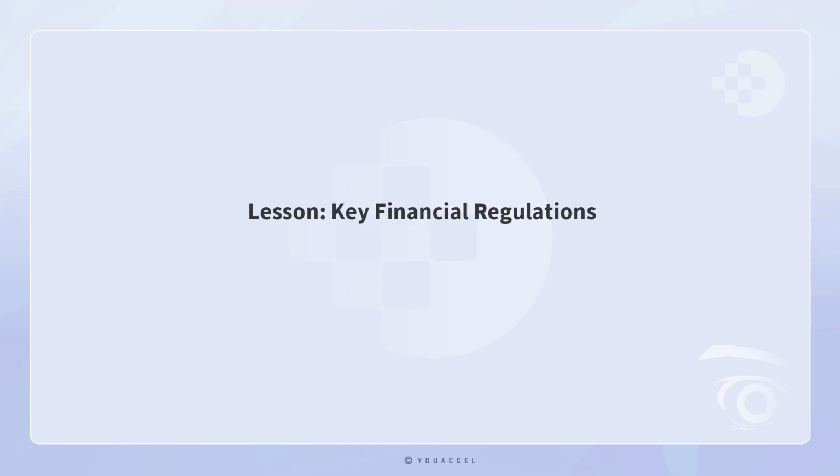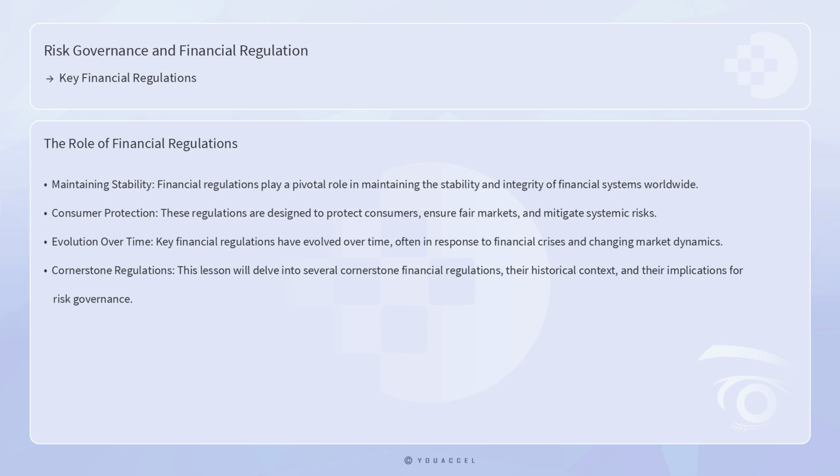Lesson: Key Financial Regulations. Financial regulations play a pivotal role in maintaining the stability and integrity of financial systems worldwide. These regulations are designed to protect consumers, ensure fair markets, and mitigate systemic risks, all of which are essential components of effective risk governance. Key financial regulations have evolved over time, often in response to financial crises and changing market dynamics. This lesson will delve into several cornerstone financial regulations, their historical context, and their implications for risk governance.